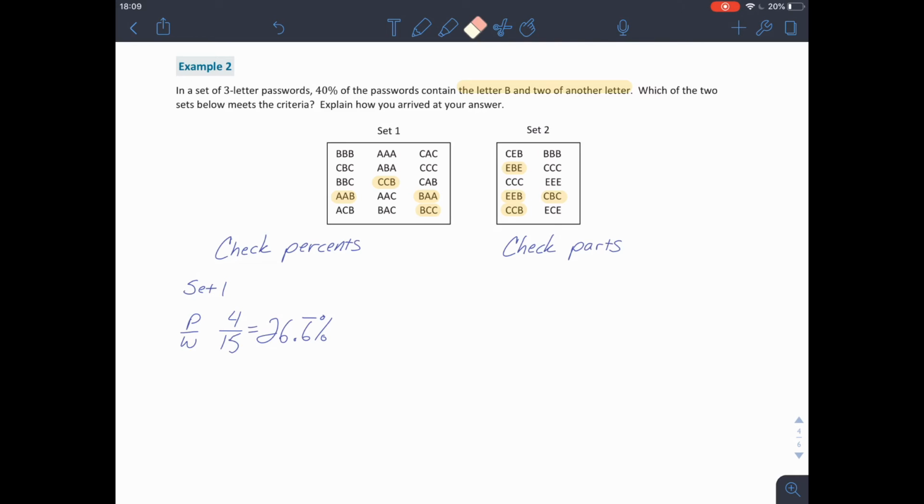For set 2, there were 4 possible passwords with the letter B and 2 of another letter, and then there were 10 options there, and 4 divided by 10 is 40%.